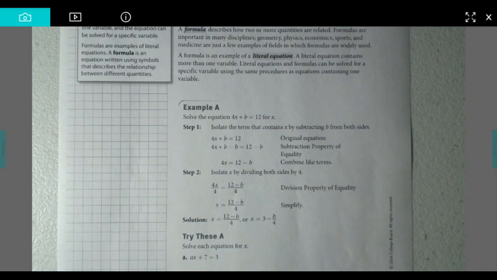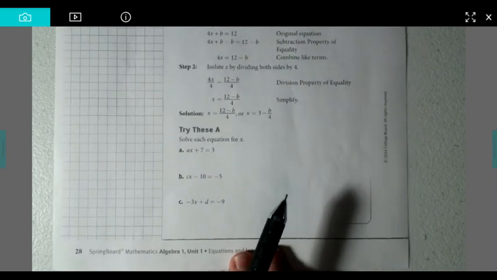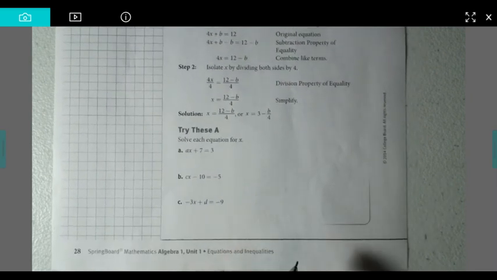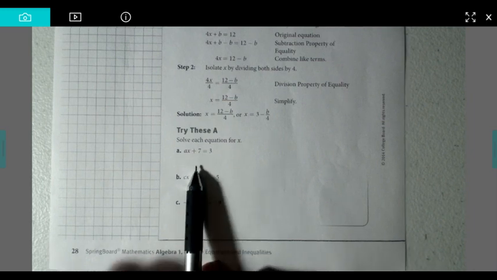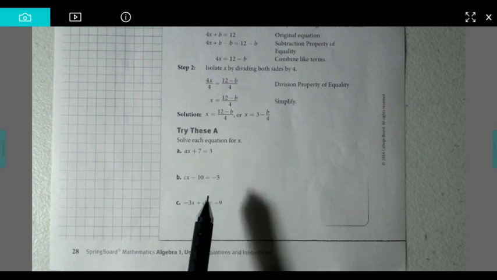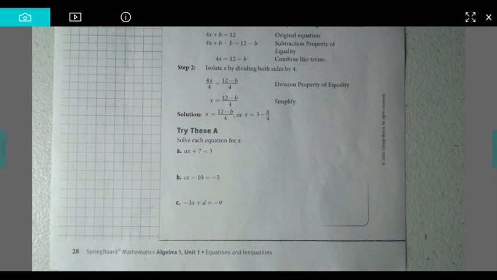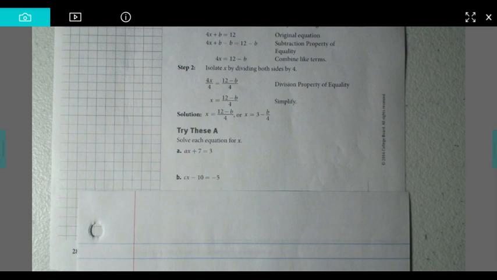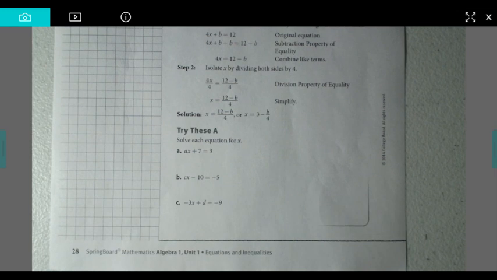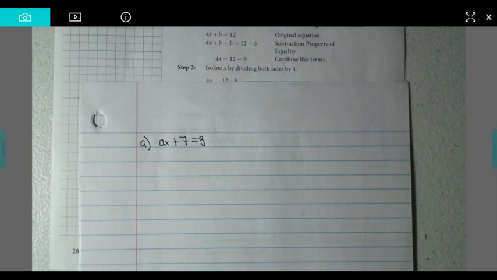Here in the Try These A section, it gives us 3 different literal equations because they have more than one variable, and they've asked us to solve for a specific letter. So we're going to take a look at example A for the Try These A. I'm going to write these on a separate piece of paper just so we have some room. I'm going to start with A, which states ax plus 7 equals 3. It asked us to solve for x.